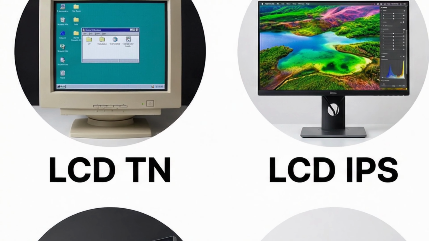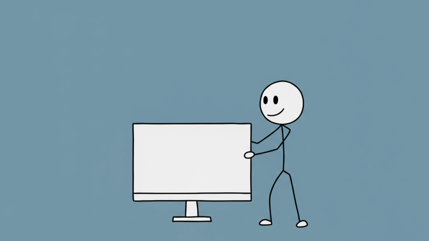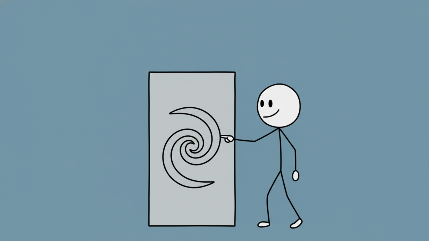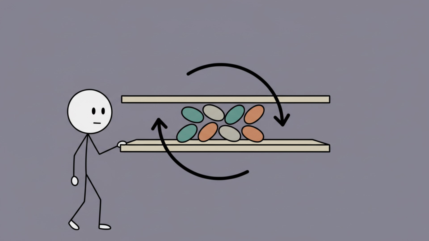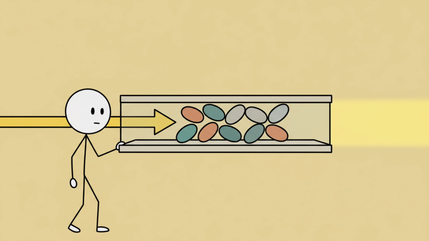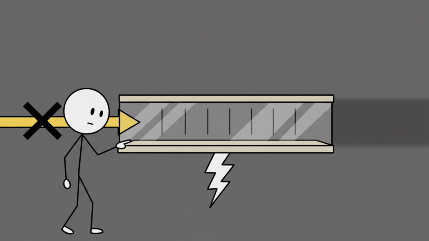Chapter 1: LCD TN Panel. Let's start with the granddaddy of modern displays, the TN panel, or twisted nematic panel. This technology hit the scene way back in 1970 when 2 researchers filed a patent that changed everything. TN panels use liquid crystal molecules that twist 90 degrees between 2 glass plates. When voltage is off, light passes through for a bright pixel. When voltage is on, crystals straighten and block light for a dark pixel.